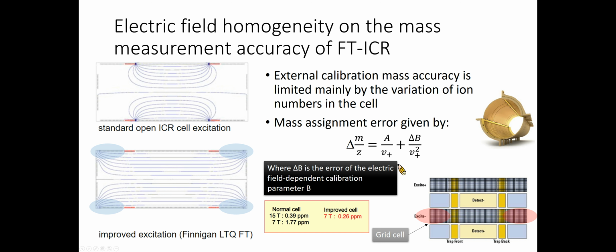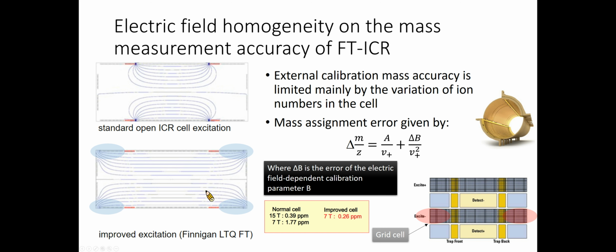Electric field homogeneity also plays a role in determining the mass resolution. In a cell with central excitation electrodes only, all isopotential lines meet at the gap between the excitation and trapping electrodes. Therefore, ions are heavily exposed to the axial component of the excitation field.